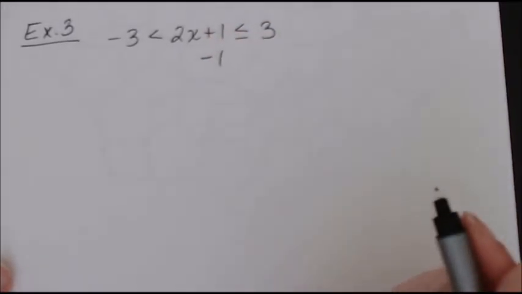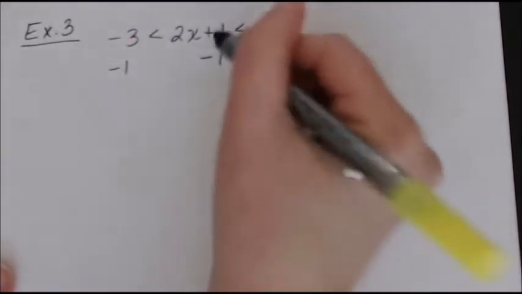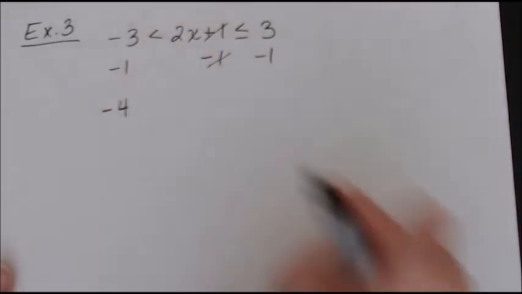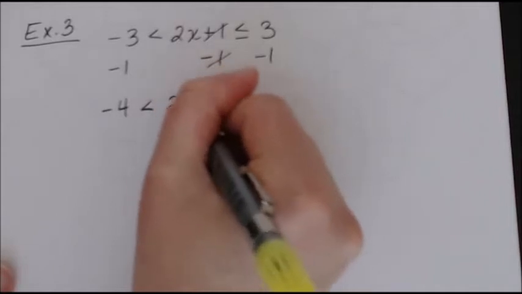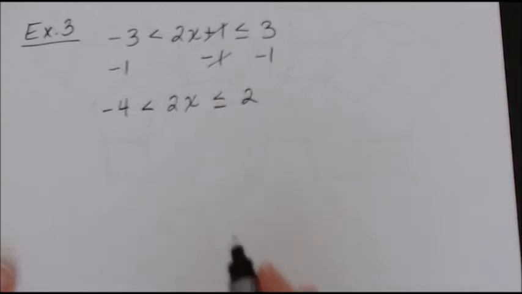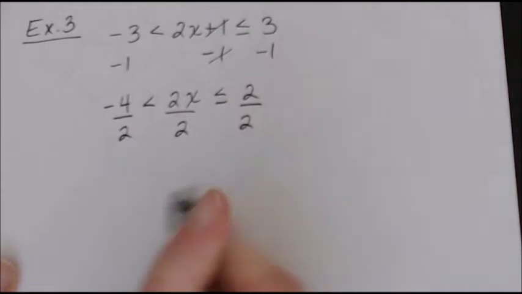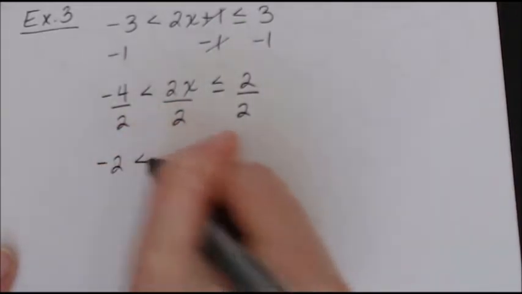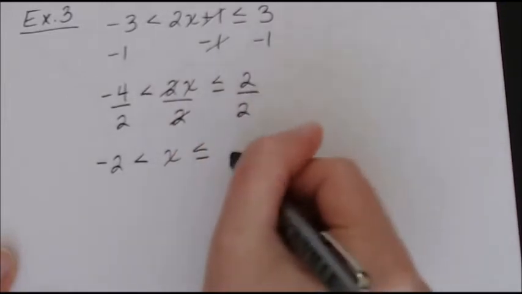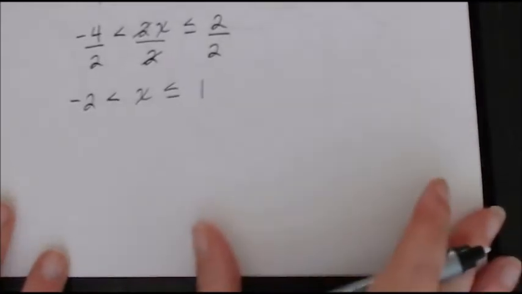And what you're going to do is you're just going to subtract the 1 from all 3 sections. Like so. So those 1s will go away. Negative 3, negative 1 gives me a value of negative 4. Less than 2x, less than or equal to 3 minus 1, which is 2. And then we need to divide by 2. Got to do that to all 3 sections. So I have negative 2 less than, of course those 2 go away, I just have an x, less than or equal to 2 divided by 2 is 1. So this is your solution, your intervals, or your inequality version of your solution.